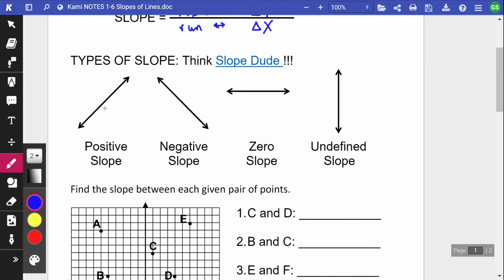If we look at the line from left to right, if it goes up, it's positive. From left to right, if it goes down, then it is negative. If it is straight across, then we say that's zero slope. And lastly, if it doesn't have a slant to it, if it goes straight up and down, if it's vertical like a flagpole, then it's undefined.